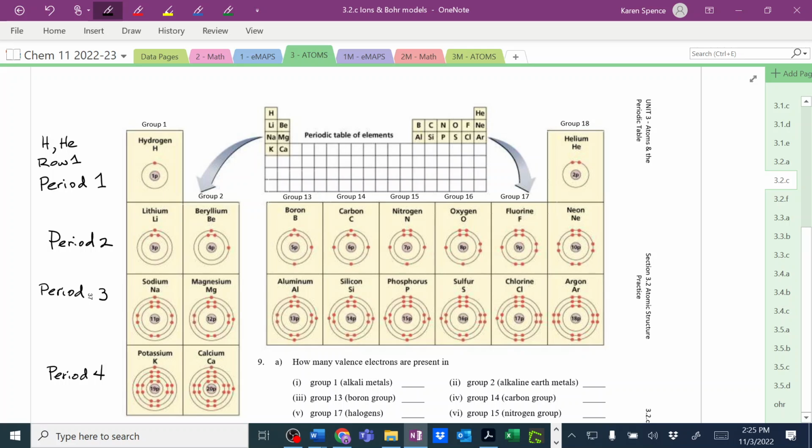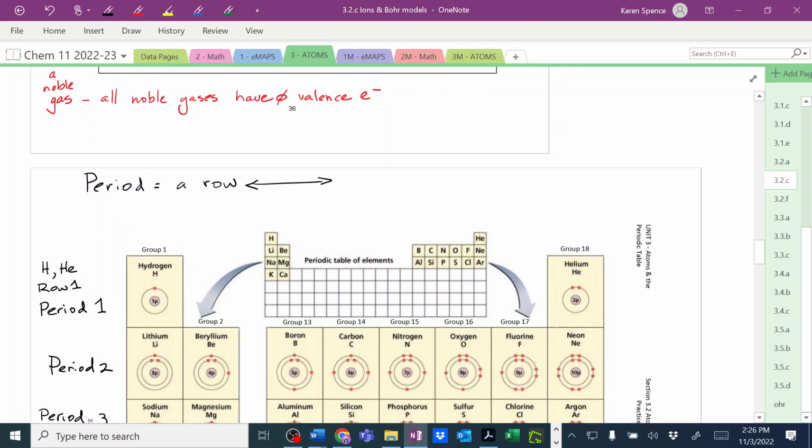What do we call the columns? Columns are called groups. Okay, so a group is a column.